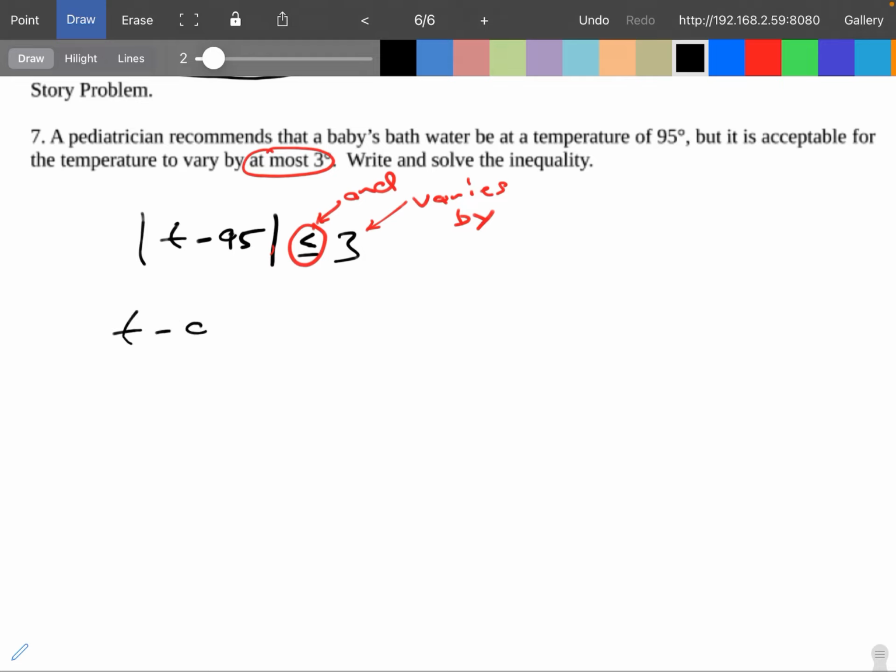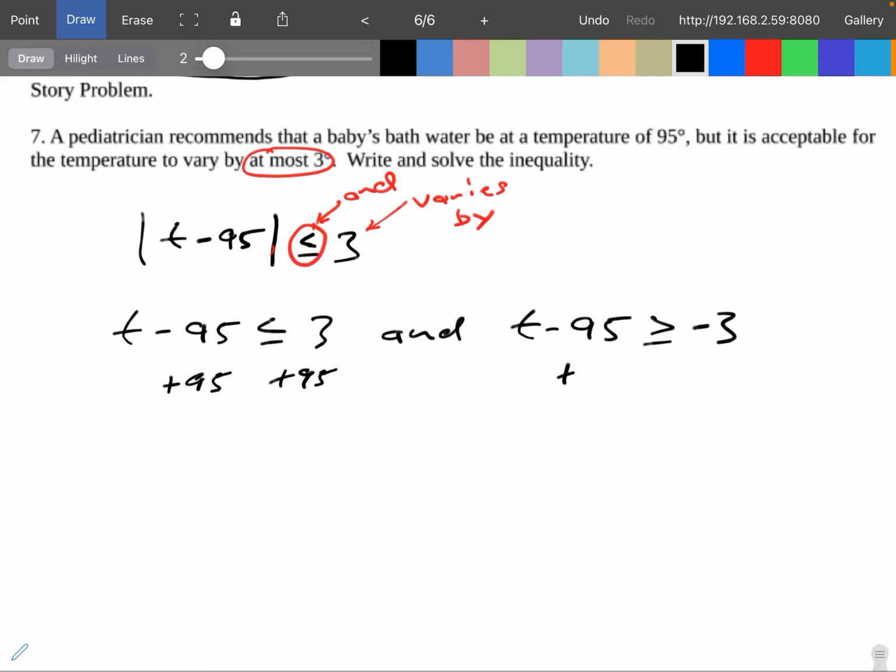And then is this one an and or an or? Yep, it's an and. So an and tells us that we're looking for an intersection. All right, let's just set up the two cases. We'll graph it just to solve it, but let's just set them up real quick. So we got t minus 95. We drop the absolute value and we write it the way it is. And we drop the absolute value again, t minus 95. Then we flip it and take the negative of the number on the right-hand side.